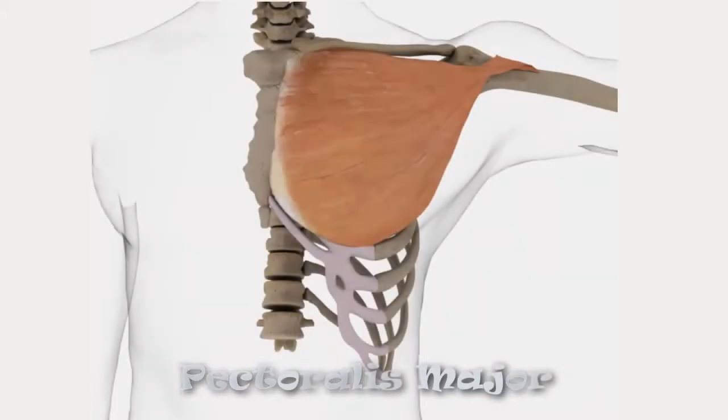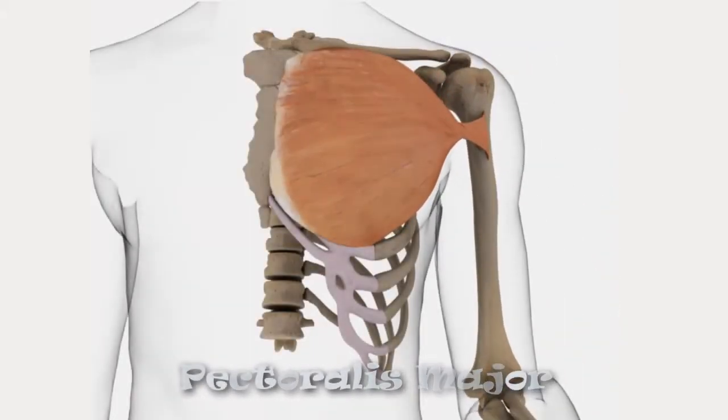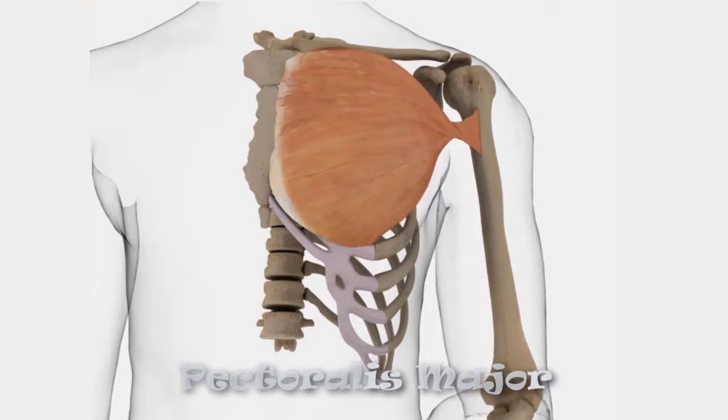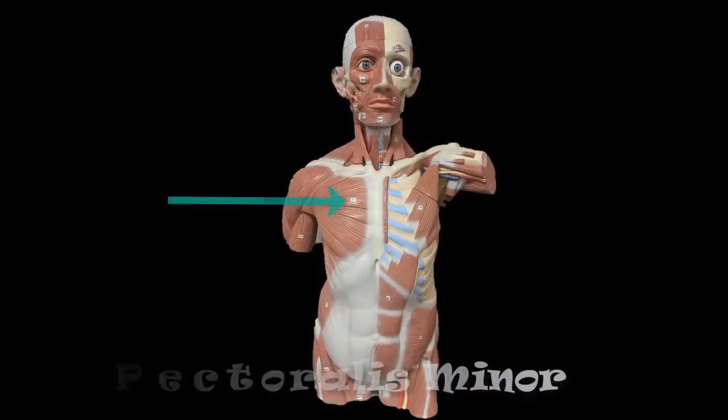Its action is adduction and medial or internal rotation of the arm at the shoulder joint. Points of origin are the clavicle, the sternum, and the costal cartilages of ribs 2 through 6. Points of insertion are the greater tubercle and the intertubercular sulcus of the humerus. The pectoralis minor.